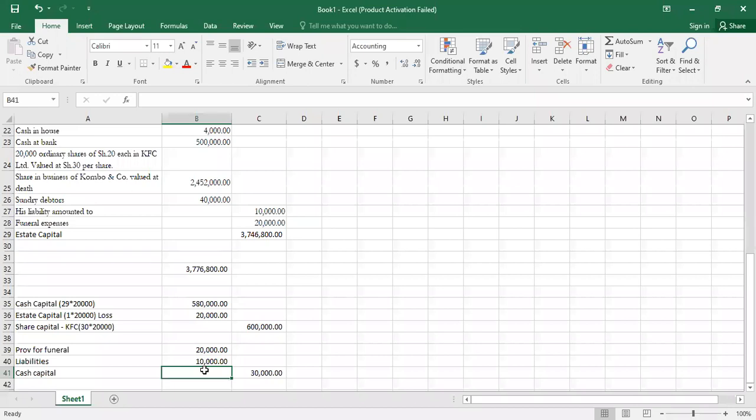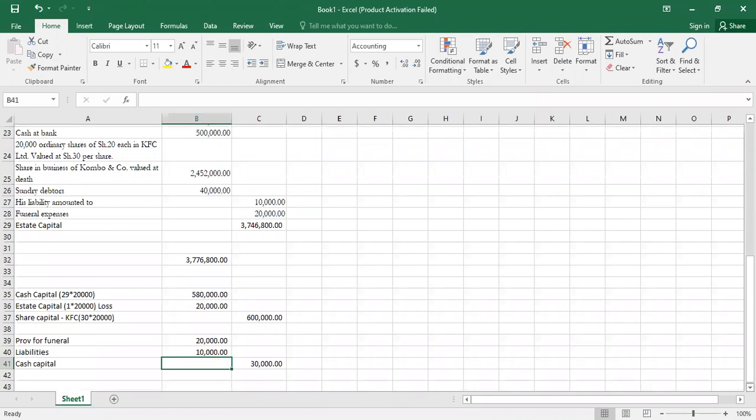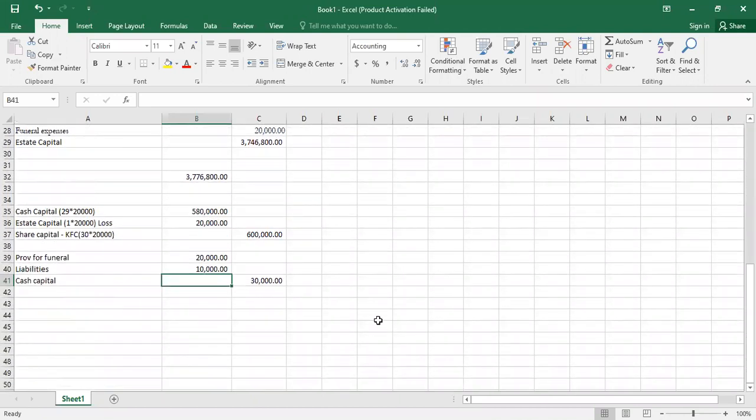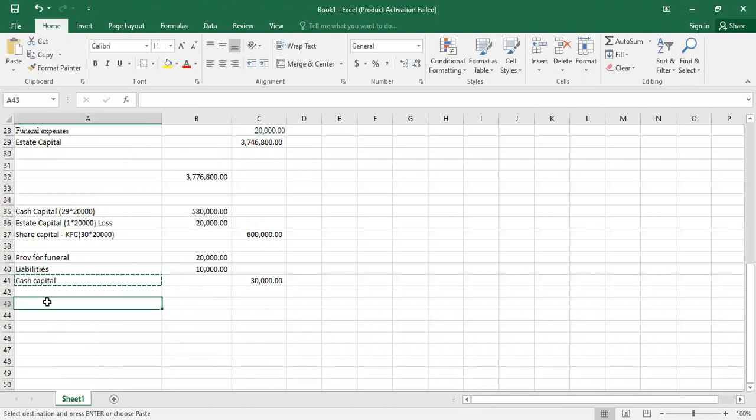Anything else? I think we have covered all. Is there any other item that we haven't covered? Yeah, there are those debtors. Debtors are assets also. We are receiving 20,000. So in receiving the 20,000, our cash is increasing by that amount, isn't it? So I'm going to debit the cash capital. Let me copy paste 20,000.